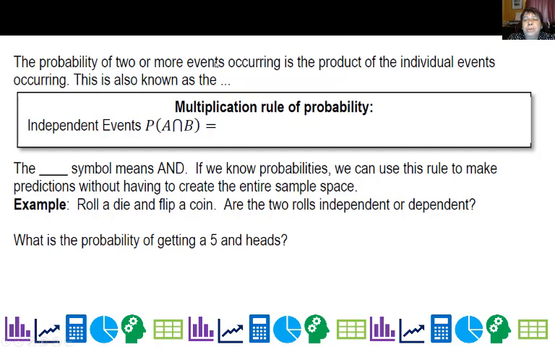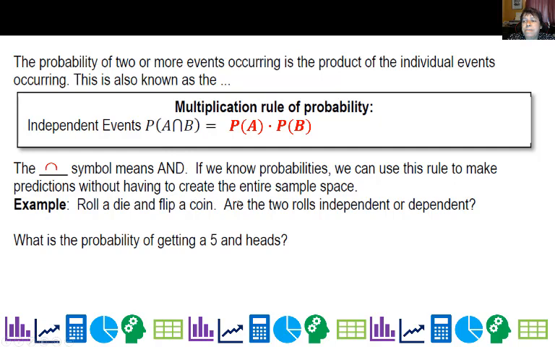Now, the probability of 2 or more events occurring is a product of the events. This is also known as the multiplication rule of probability. So the probability of A and then B is just the probability of A times the probability of B. This symbol right here means and, so that we get A and B. You might sometimes say and then. It depends on the wording of your problem.